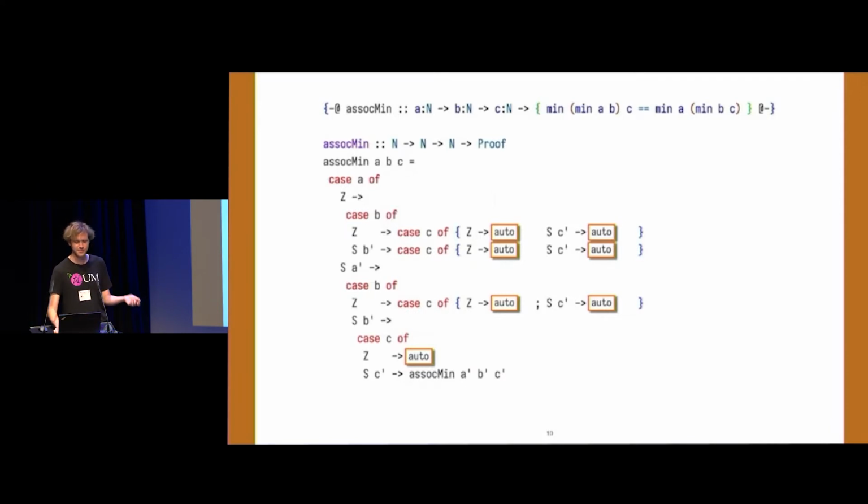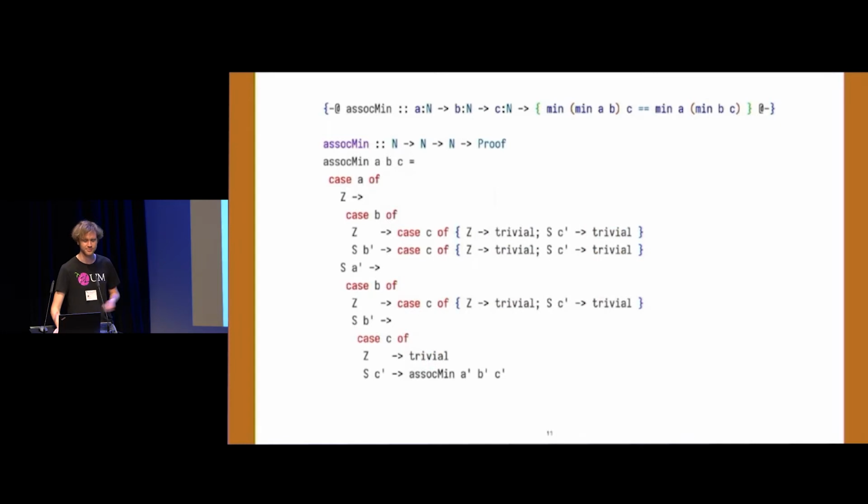So what's going to happen in the rest of the autos? Well, the same thing, but those ones we know it's going to prune everything away and just result in trivial, as we'd expect. Okay, so that was a pretty simple example, but let's look at something a little more interesting.